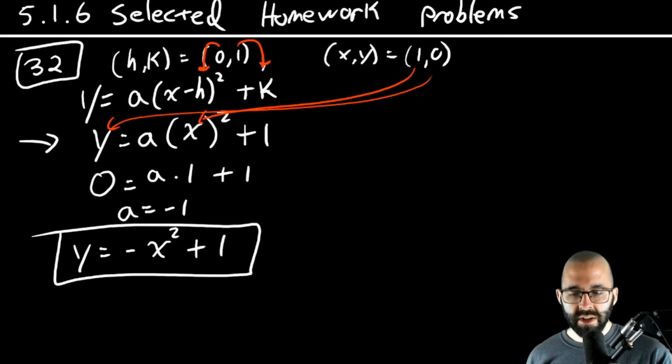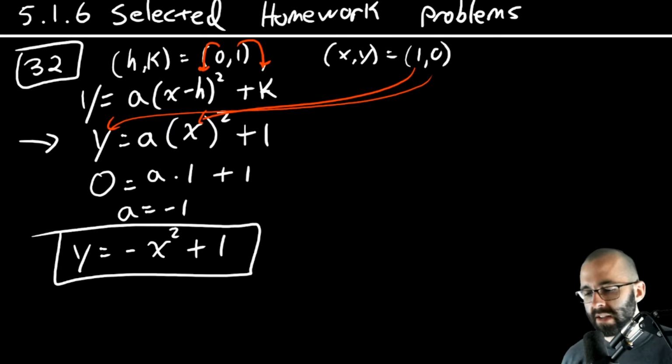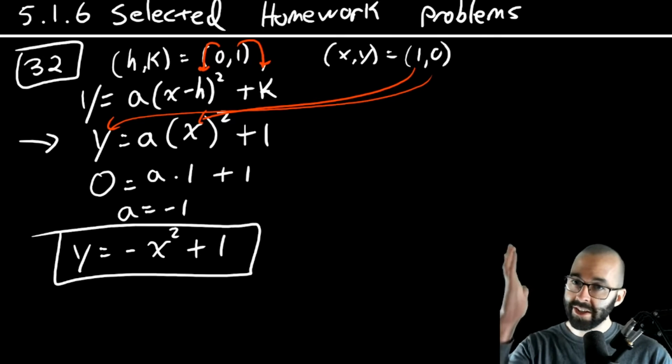This should have the right vertex. This should have the right point. You can check by graphing it. That would be a good thing to do. Or we can move on to the next one.